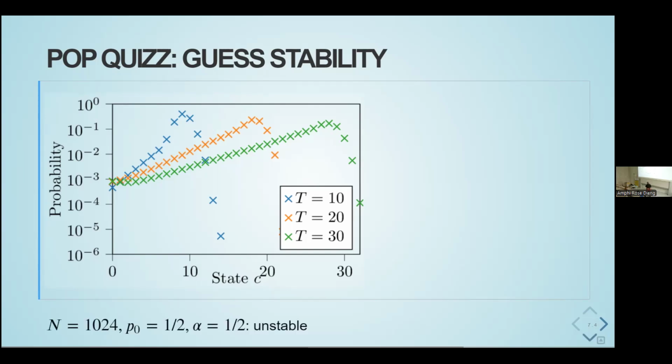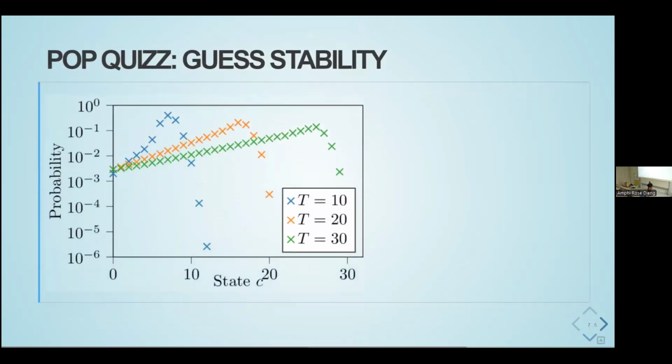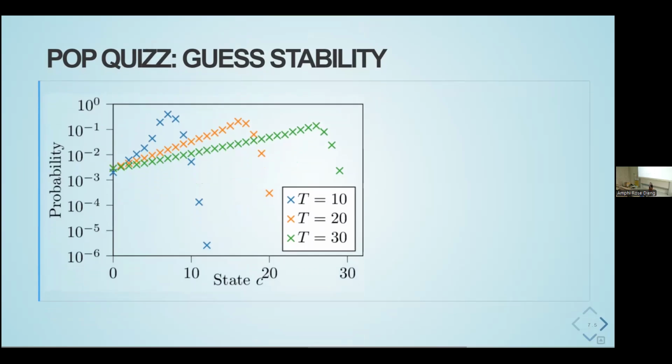So yeah, it's unstable. Then again, I just need to look at the parameters that I didn't show you. I use 1 over 2, 1 over 2. P0 equal to alpha means instability. Last but not least, this is not the same curve as before.